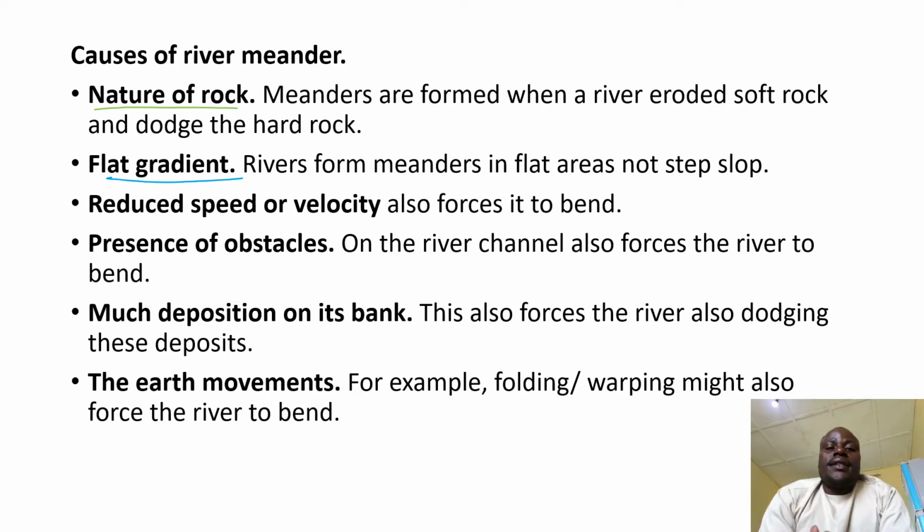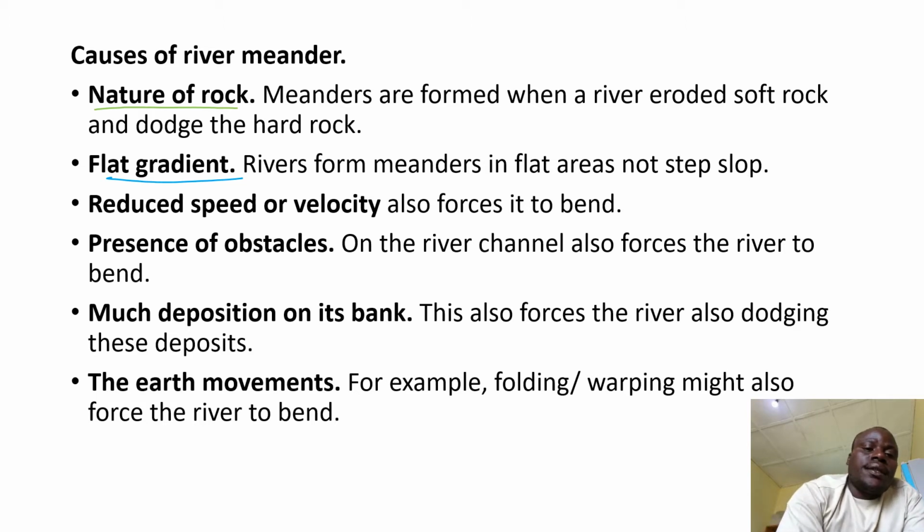Then we have flat gradient. A flat gradient favors the formation of river meanders because it is at this flat gradient that the river deposits its materials. Deposition is much in the lower stage because of its flat gradient, and as the river dodges these materials, it bends.